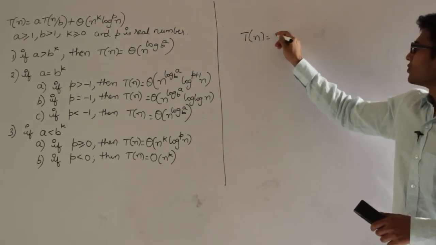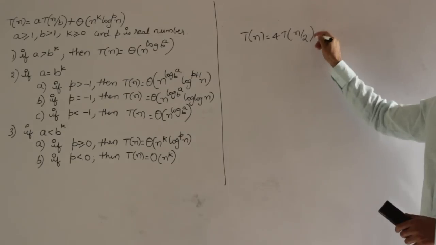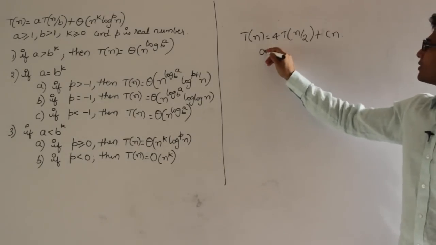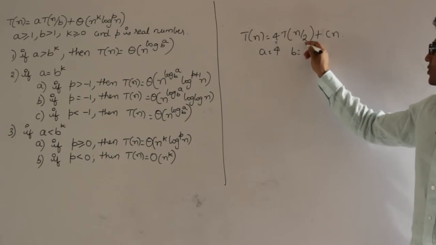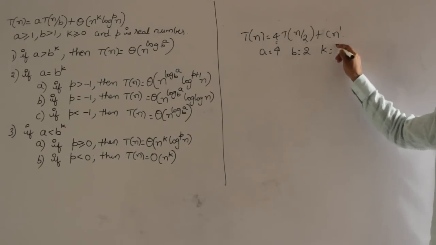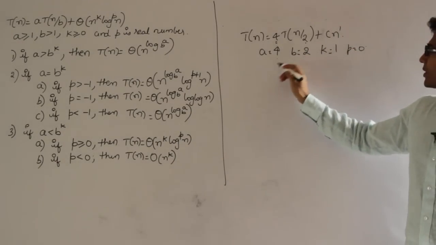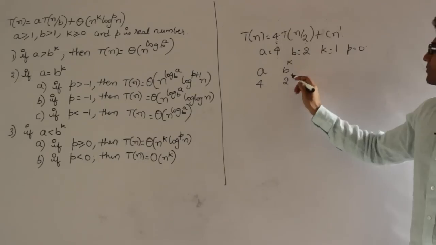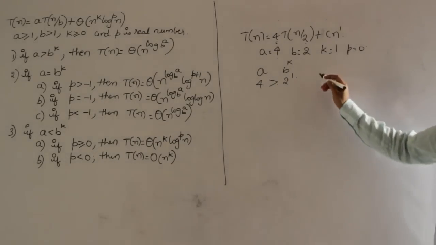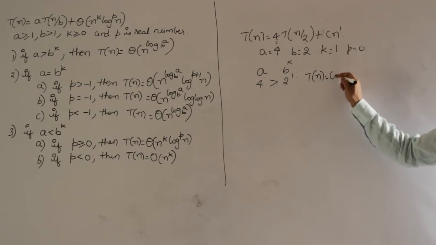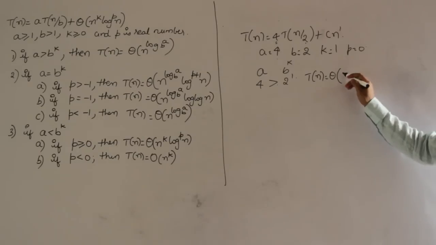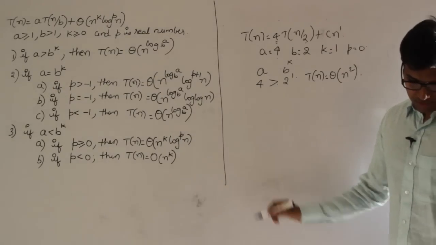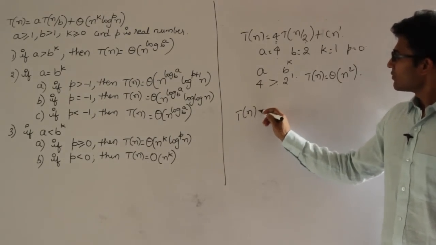T(n) = 4T(n/2) + c·n, some constant into n. So here a = 4 and b = 2, k = 1, p = 0. Now you compare a and b^k. So a is nothing but 4 and b^k is nothing but 2^1. A is greater than b^k. Therefore it is again condition number 1. So what is it? T(n) = Θ(n^(log a base b)). So what is n^(log a base b)? n². Therefore it is Θ(n²).